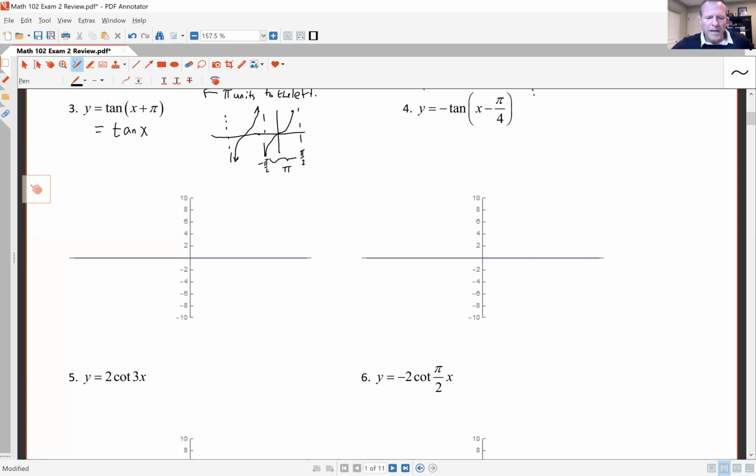So we're going to just go ahead and graph the regular tangent. Tangent having a period of pi goes from -pi/2 to pi/2. Halfway between these is pi/4. Goes through 0, 0. At pi/4, it's at 1. At -pi/4, it's at -1.